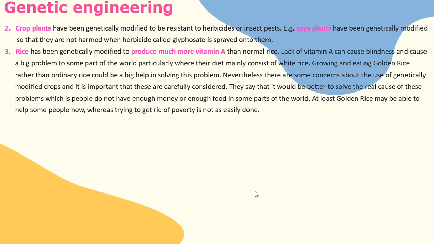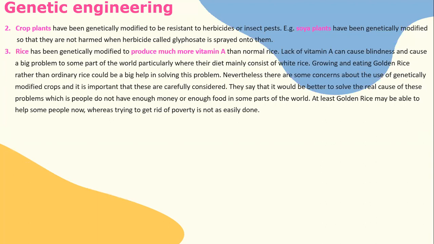Second, genetic engineering is used in the production of crop plants. Crop plants have been genetically modified to be resistant to herbicides or insect pests. For example, soya plants have been genetically modified so that they are not harmed when a herbicide called glyphosate is sprayed onto them.